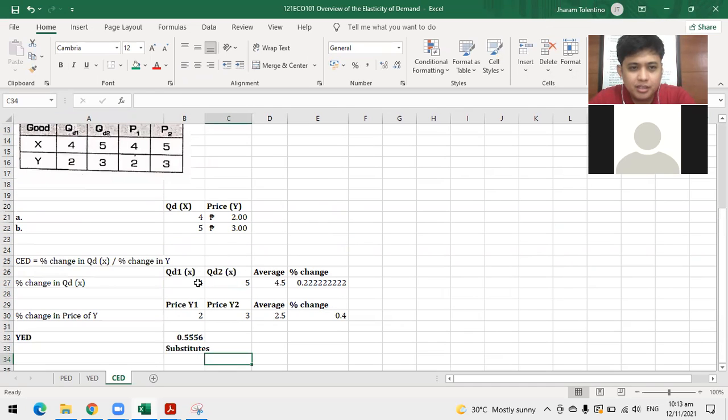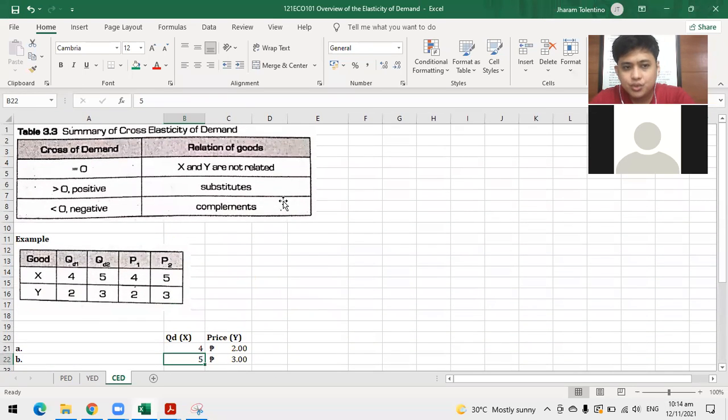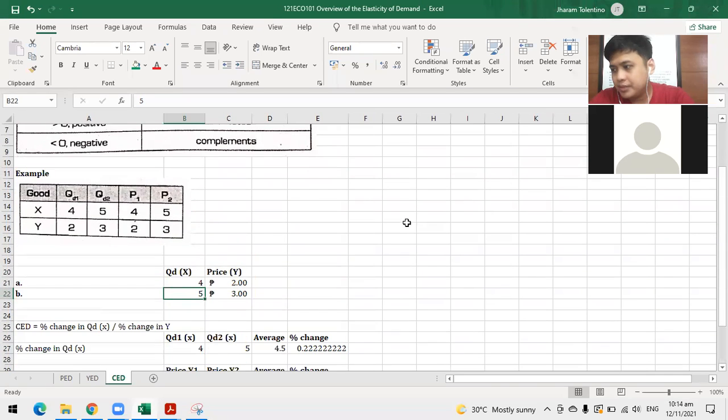Substitute of product Y. Bakit? Kasi tignan mo, nung tumaas yung presyo ni product Y, anong nangyari dun sa quantity demanded kay X? Ano nangyari? Tumaas yung presyo ni Y, dumami. Okay? Dumami. Kasi, substitute. Okay, nag-substitute. Parang ano lang yan.